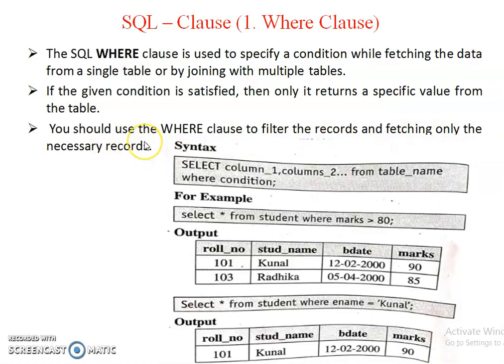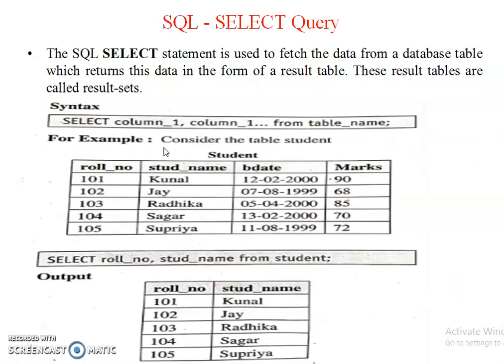Okay, got it everyone? You should use the where clause to filter all the records and fetch only the necessary records. Now the syntax of the where clause: select column1 from the particular table name where condition. For example, select star. For this, refer to the student table.